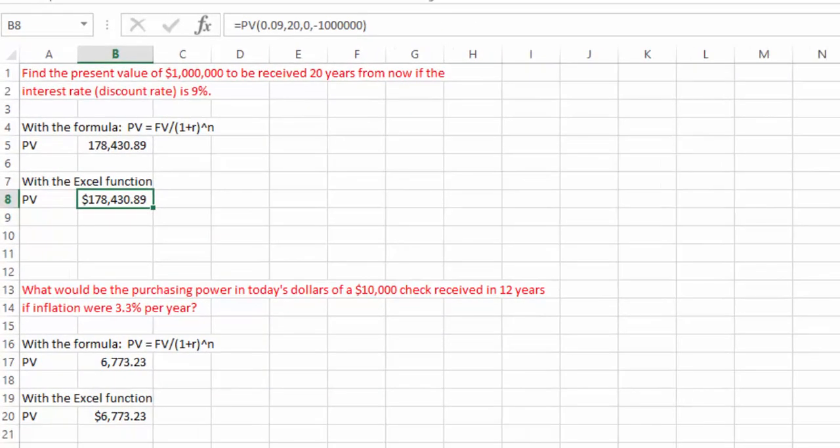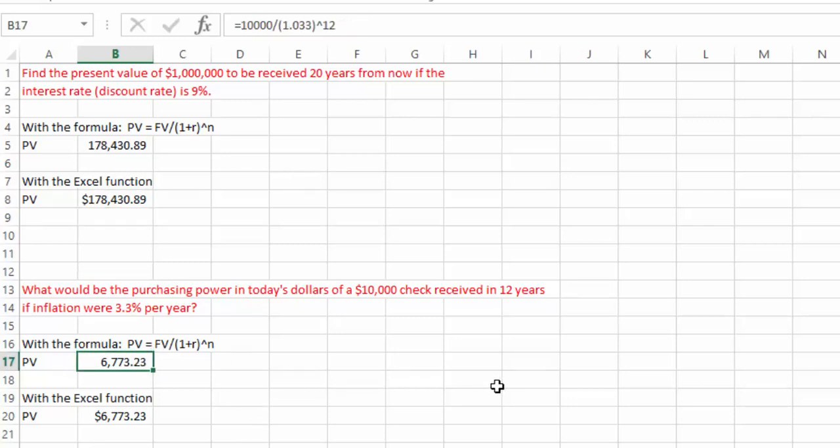What would be the purchasing power in today's dollars of a $10,000 check received in 12 years if inflation was 3.3% per year? So this is a present value question. We're asking how much money would we have today, or what would be the value of that money today if inflation is 3.3% per year. Hopefully it's clear to you that this is a discounting operation. The $10,000 that we're going to get in 12 years isn't going to buy the same stuff that it would buy today, and we're figuring out what value of stuff we could get in today's dollars. And so we're going to plug in the formula.